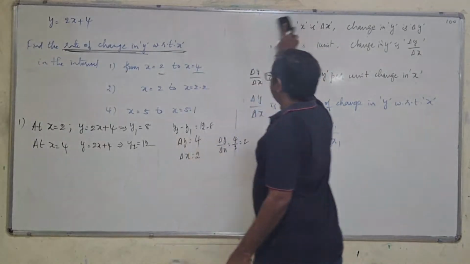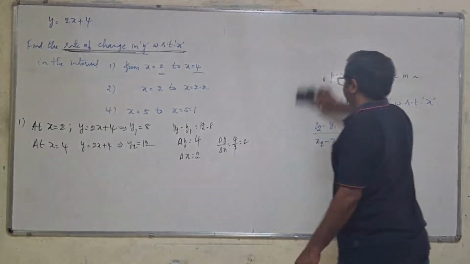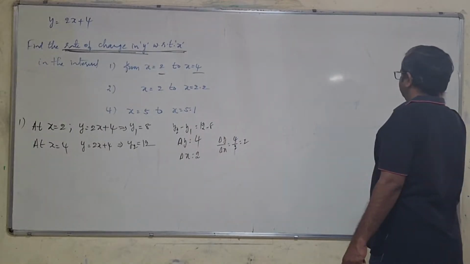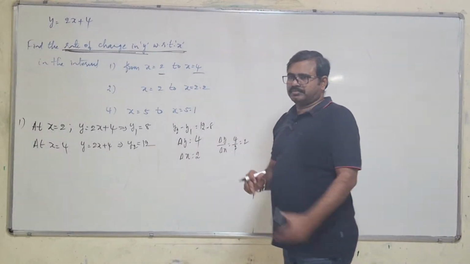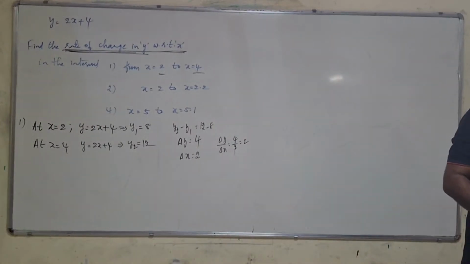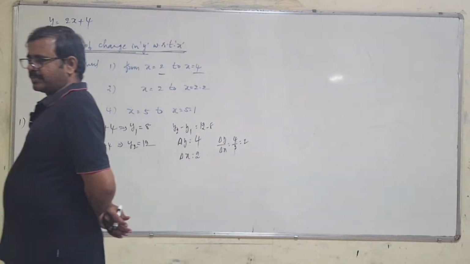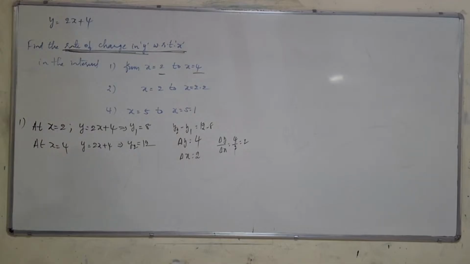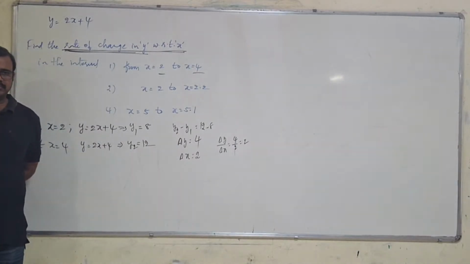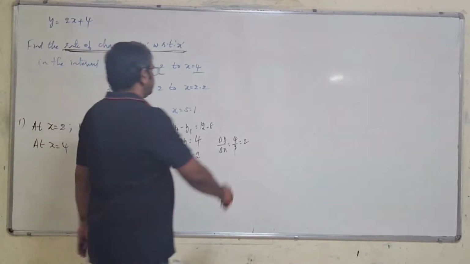You are not doing it. That is why you are not getting it. In all the cases, you will get delta y by delta x equal to 2 only. In all the cases, you will get the rate of change in y with respect to x 2 only. Are you getting it? Look here, please. Listen to me.